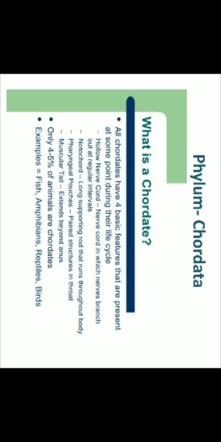Notochord is a long supporting rod that runs throughout the body, giving support usually towards the dorsal region. Pharyngeal pouches are also seen, paired structures in the throat. Muscular tail, a tail which extends beyond the anus, is also seen. Only 4 to 5% of animals are chordates. Example, fish, amphibians, reptiles, birds. All these classes which you have studied earlier in 10th standard are being recalled here, but in a bit more detail.